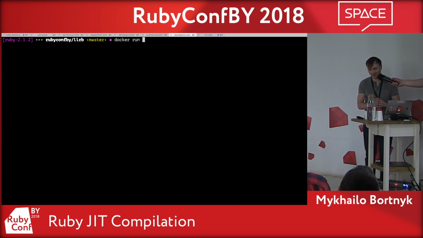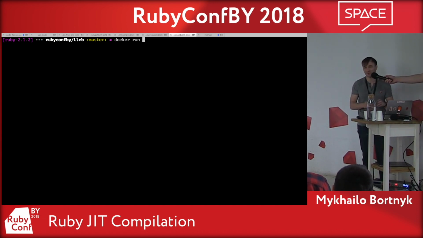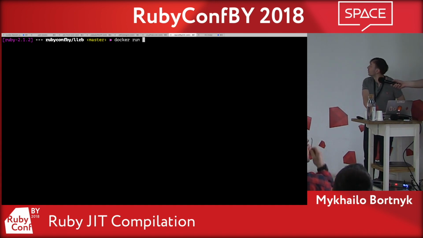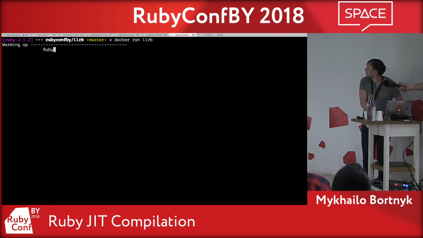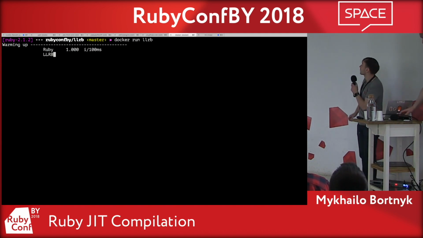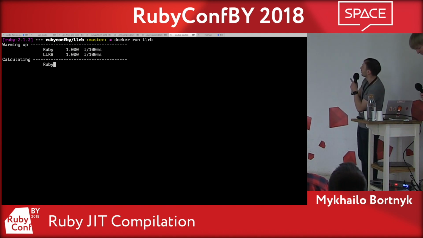At first I thought that compiling directly on stage would be very interesting, but finished up with building a Docker image. And by the way, you can find it and the Dockerfiles on my GitHub in pinned repositories. The repository is named RubyConfBY. Currently, it's a very simple thing.